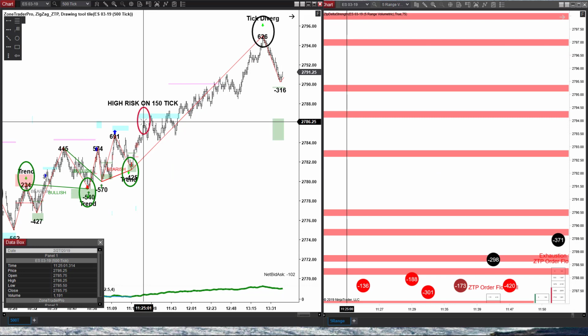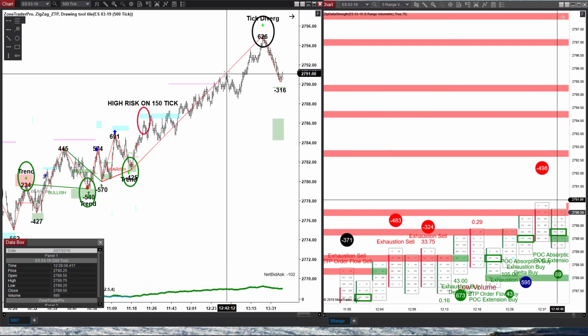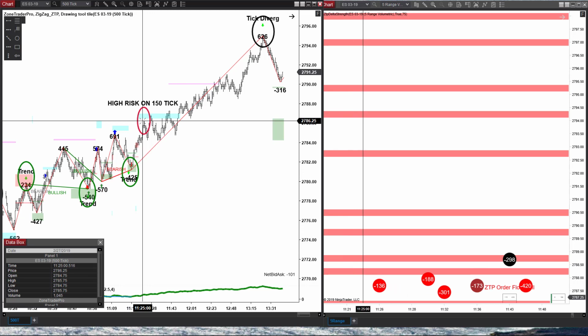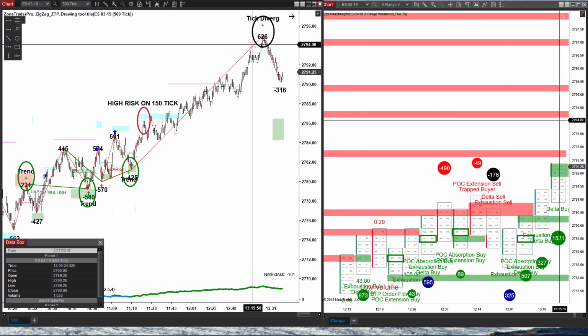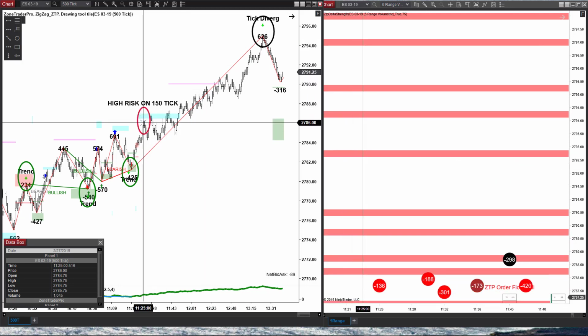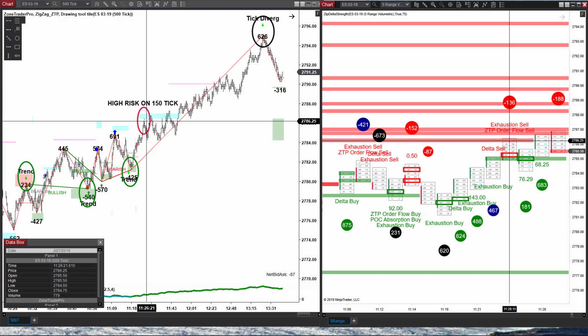This trade would have been tick divergence for this entire time from a price of 27.86 and a quarter all the way up to the high at 27.95. Because the trade was tick divergent here, I called this a loss, and it was giving us high risk on the 150 tick chart. And here's that order flow pattern for that loss.